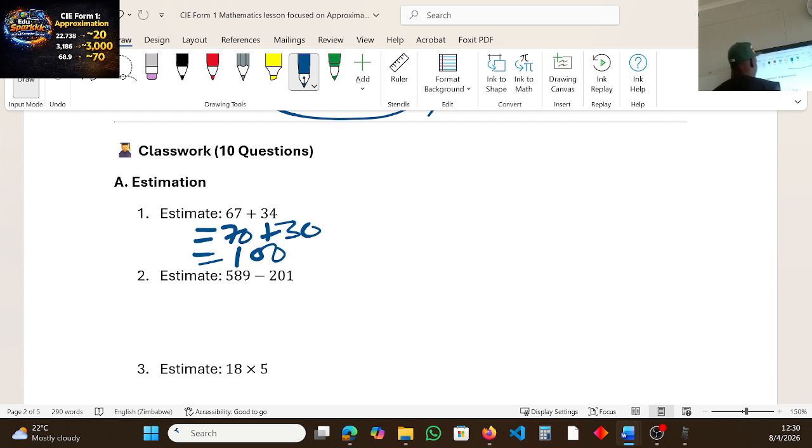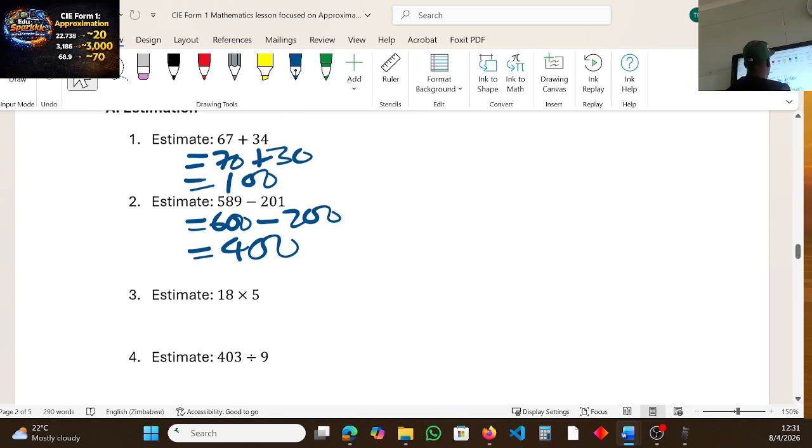The next one, we are interested in estimating 589 minus 201. But as you can see, to the nearest 100, this will take us to 600. And 201 is closer to 200. So our guess will be somewhere around 400.